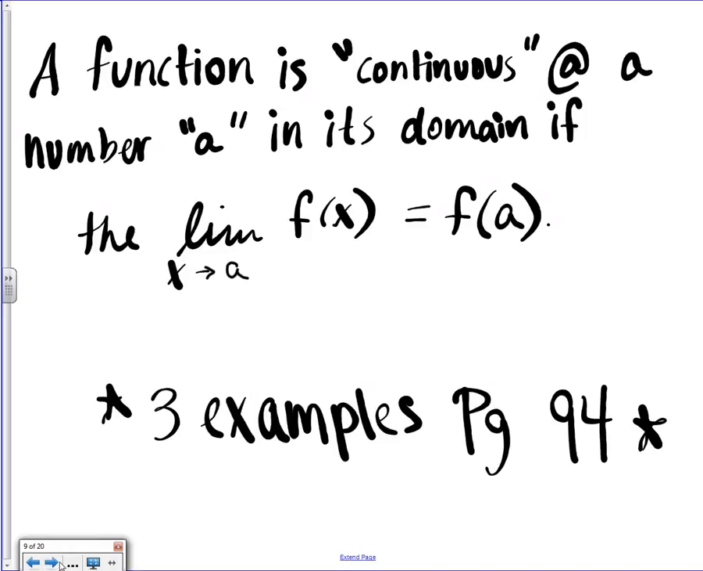Okay, here's your definition. It's a little lengthy, but stay with me here. A function is continuous at a number a in its domain if the limit as x approaches a of f of x is equal to f of a. So what does that mean? It means that the limit is the same as the value of the function. And you should know from our work with limits so far that the only way that can happen is if there are no holes or asymptotes or jumps. So this thing must be a smooth curve if it's continuous.